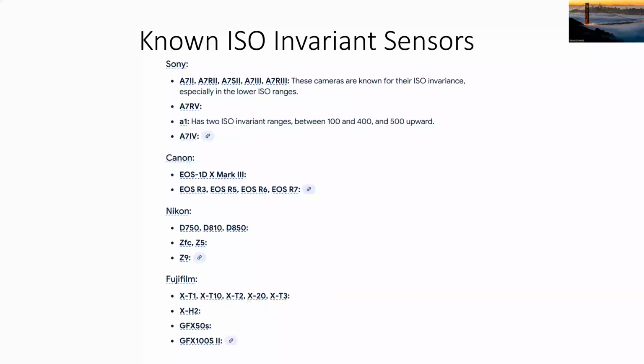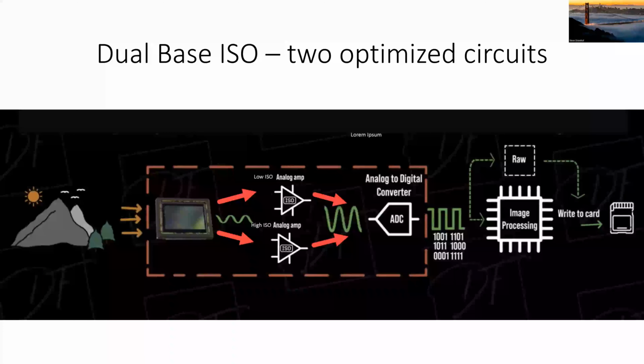And the second concept we're going to talk about is dual base ISO. Now, what does that mean? That means in some cameras, you have 2 circuits, 2 different amplifiers. One amplifier is optimized for low ISO settings, and the other amplifier is optimized for high ISO settings, and it switches automatically in camera.